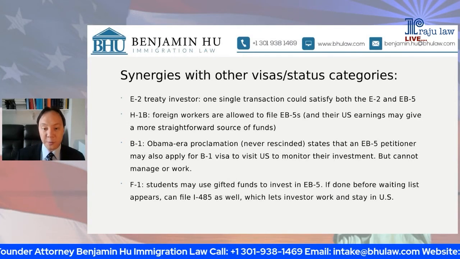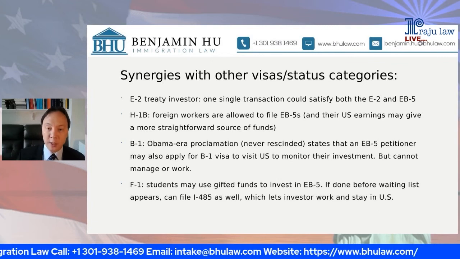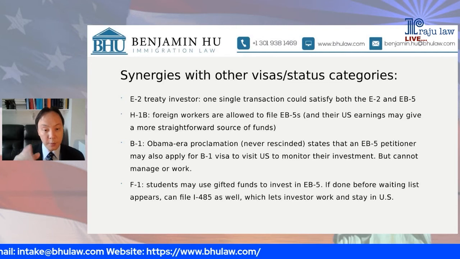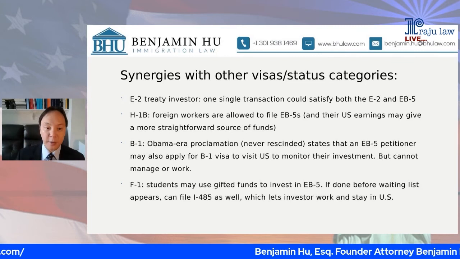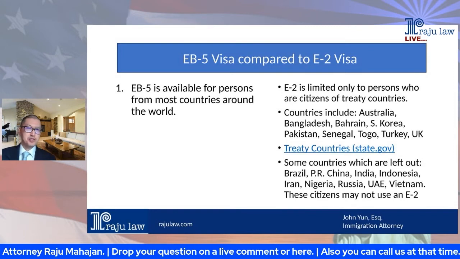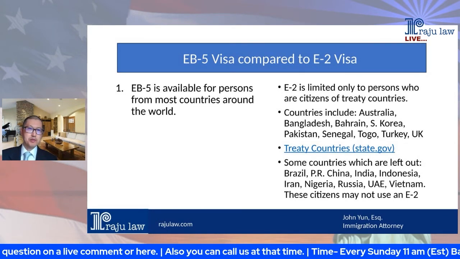There are synergies with other visa status categories. I won't go into too much detail. The most important one is the E-2 treaty investor synergy that my colleague, Attorney Jean, will talk about. You might want to take a quick screenshot of this about H-1Bs, B-1s, and F-1s that might dovetail very nicely with the EB-5 category. Benjamin explained the EB-5 is pretty much available for people from most countries around the world.